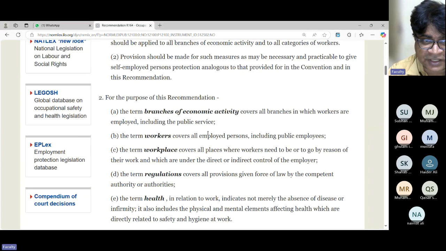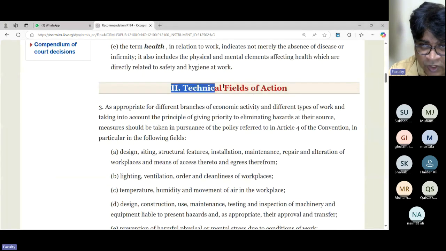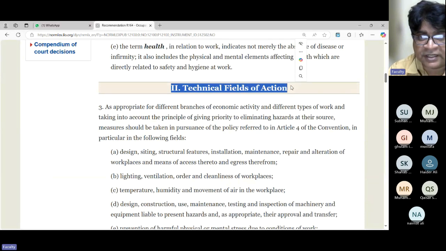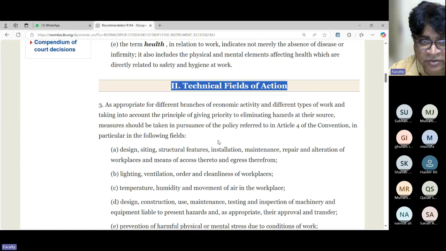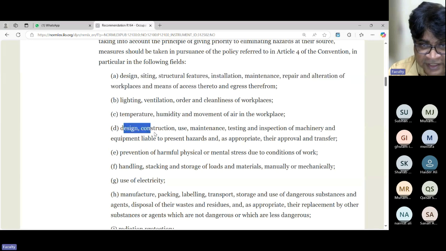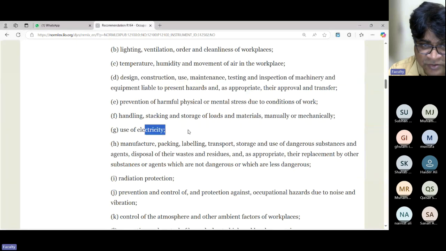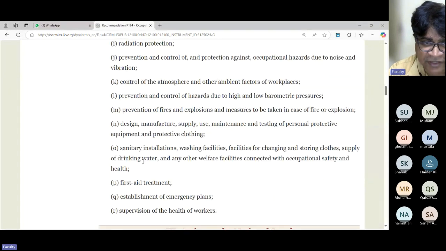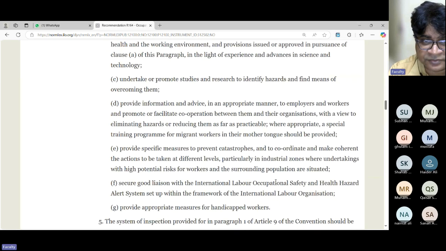In this ILO, if you see the technical fields of action where this particular R164 is advisable: lighting, ventilation, design, siting, temperature, design, construction, use and maintenance, testing, harmful physical and mental stress conditions, use of electricity, radiation, establishment of emergency provisions. It is across multiple things that have been given. Okay.